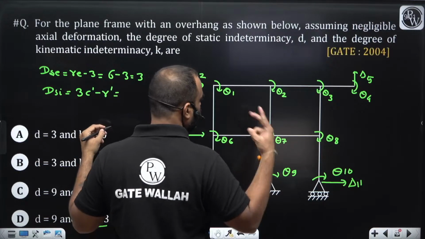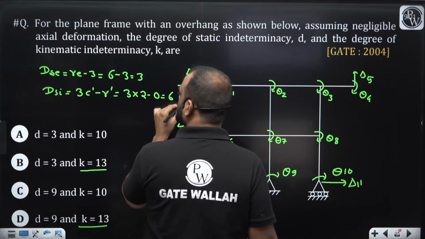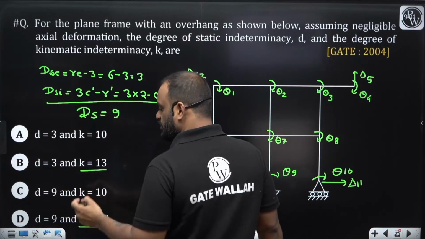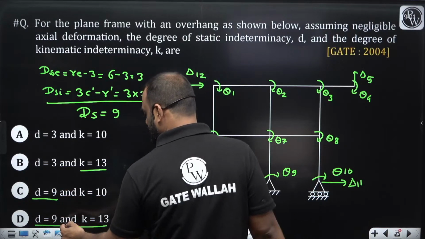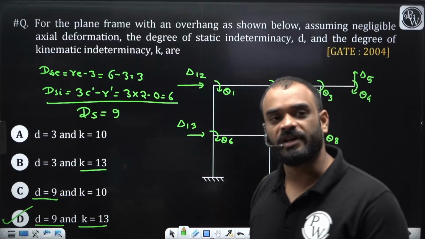So how many closed loops do we have? 2. So 3 into 2 minus 0, it is equal to 6. So 6 plus 3, that is equal to 9. So 9 is the DS value and DK is how much? 13. So that's why D is the correct answer for this particular question.